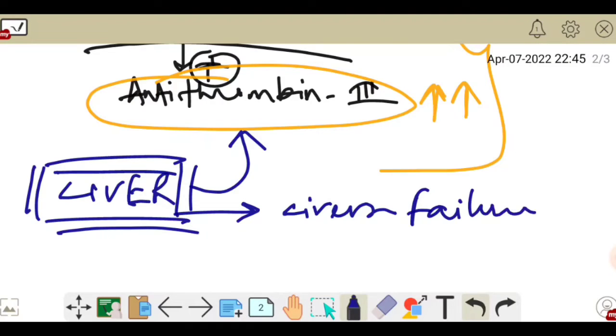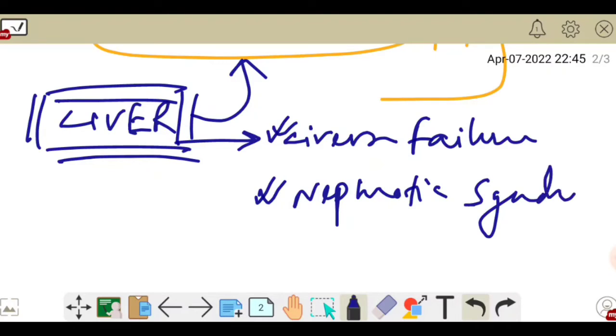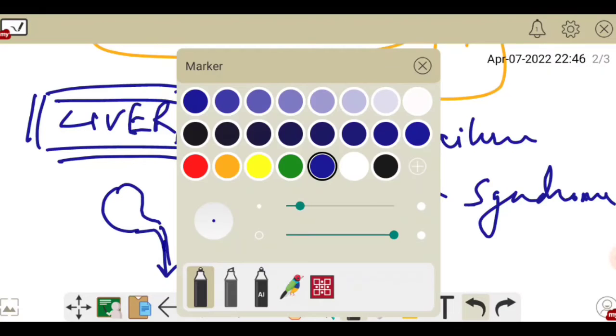This may occur, and a very important example is nephrotic syndrome. If a patient is having nephrotic syndrome, then the heparin will not work, because in nephrotic syndrome the kidney loses or excretes a lot of protein. The kidney loses a lot of protein, and this protein excretion is very much. So what kind of protein?